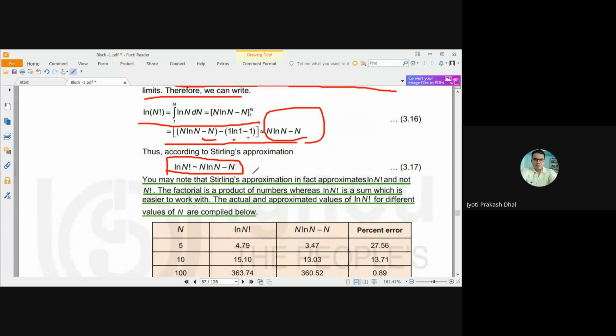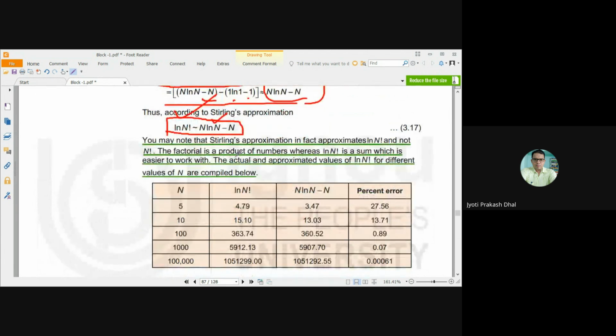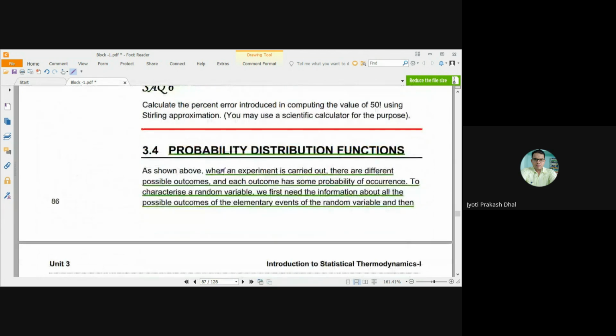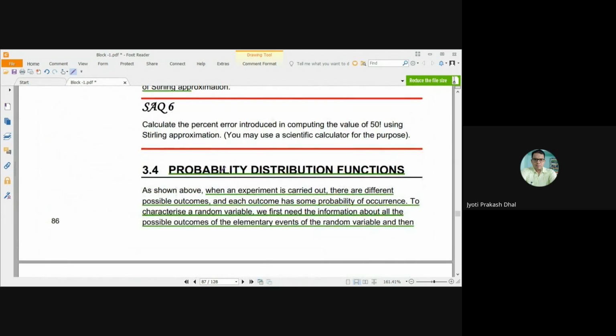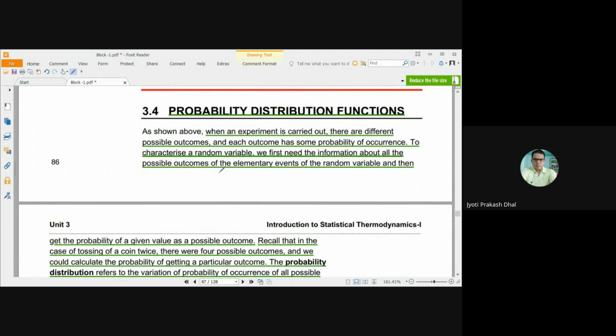Thus, according to the Stirling approximation, ln n factorial equals n ln n minus n. So this is about Stirling's approximation. Now coming to the probability distribution functions.